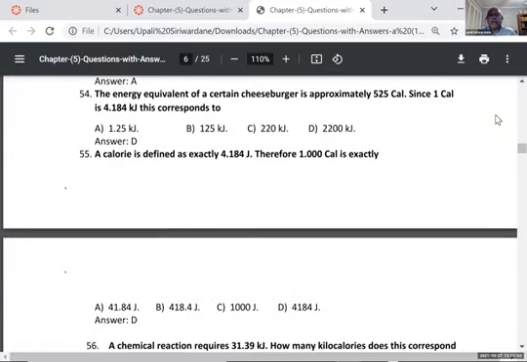Now you sometimes need to calculate the amount of energy in food items. A cheeseburger is 524 dietary kcal. Since 1 kcal is 4.184 kilojoules, you multiply this by 4.184, and you get answer D. 4 times 500 is around 2000. Okay, D is the correct answer.